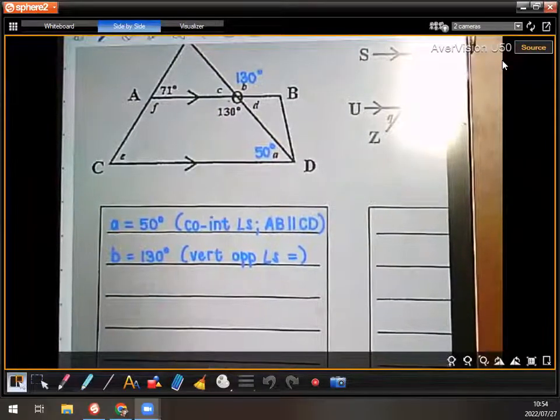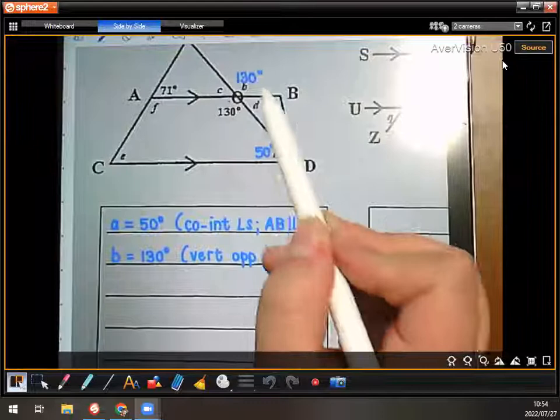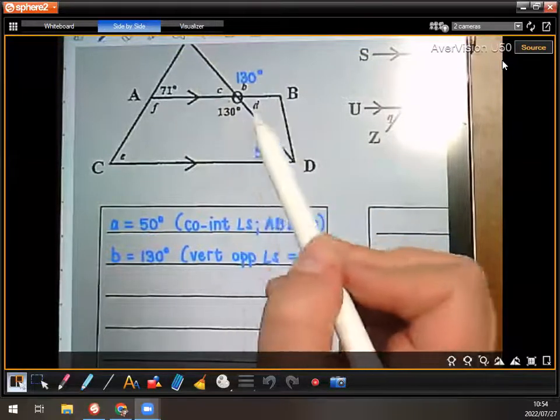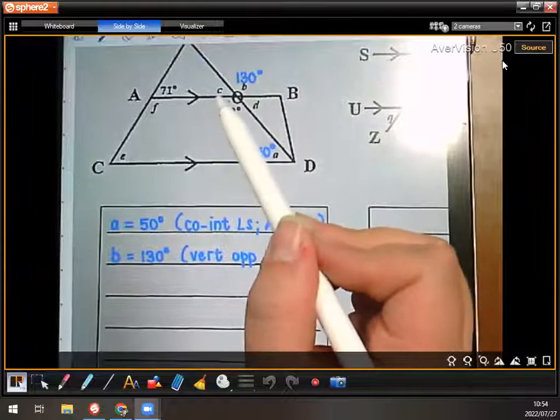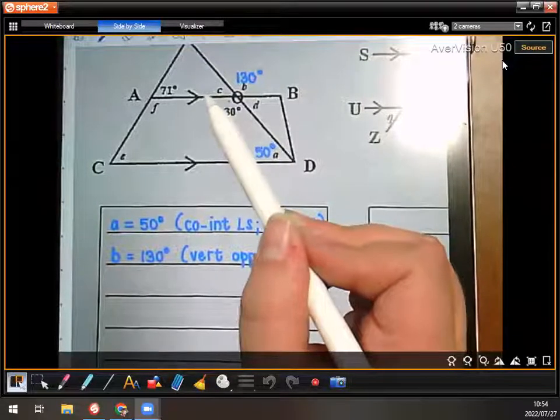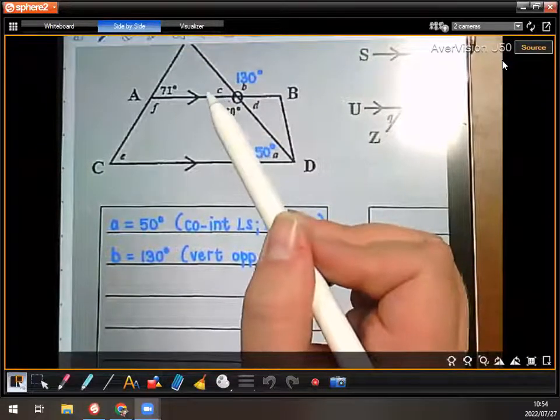Yes, angles on a straight line, correct. There were actually 2 straight lines that I could use here. So C is going to be 50 degrees, angles on a straight line. Any other options?